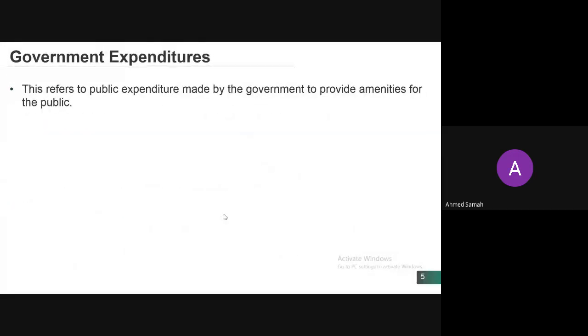Then government expenditure. This refers to public expenditure made by the government to provide amenities for the public, whether it is building an infrastructure project, paying public workers' salaries, or administrative work. Any expenditure that the government incurs is government expenditure.